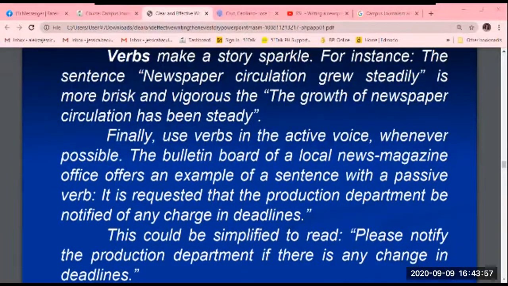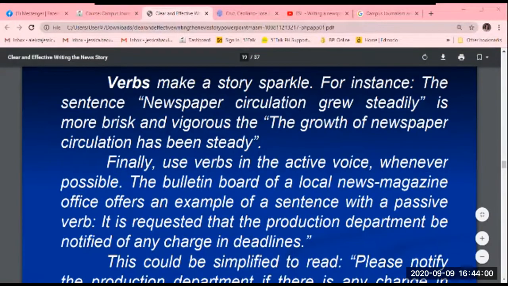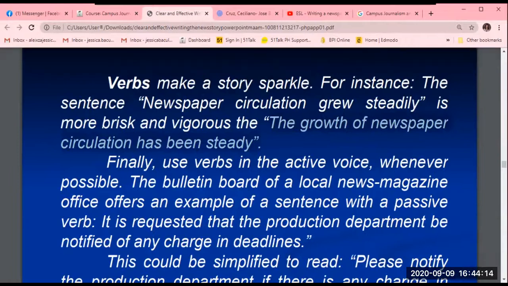And make sure to choose your verbs properly because verbs make a story sparkle. For instance, the sentence "Newspaper circulation grew steadily" is more brisk and vigorous, meaning more stunning, compared to this one: "The growth of newspaper circulation has been steady." It is more favorable if you use a more active, more stunning verb that involves action, that involves readiness.